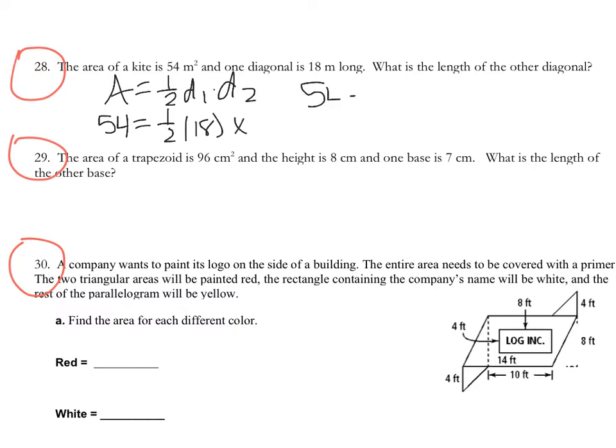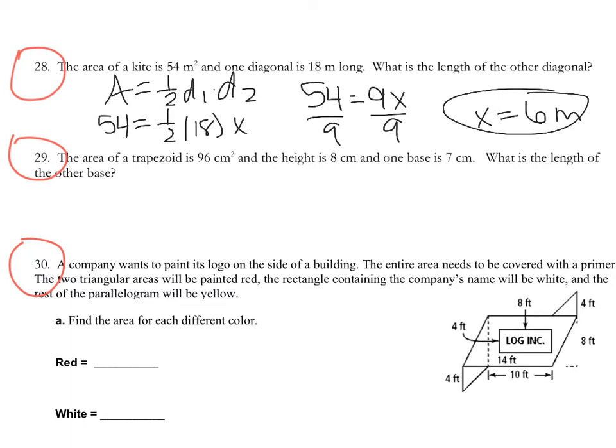Please make sure you actually use that 1/2 there. That's what I need you to use the formula, so the 1/2 gets used. You're taking half of 18 first, and then dividing by 9 to find your answer. You get x is equal to 6 meters. That's what the other diagonal would be.